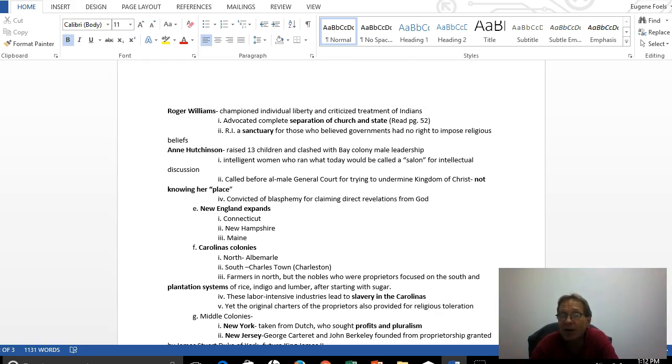Anne Hutchinson is a famous early American woman. She raised 13 children. And she will come into conflict with the Bay Colony male leadership because she's an intelligent woman who ran what would be called today a salon for intellectual discussion.